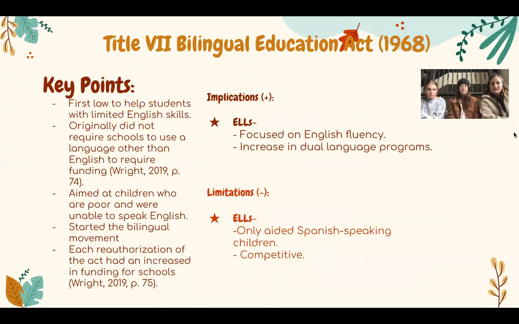Okay, so this one is the Title VII Bilingual Education Act, which happened in 1968. And it was pretty much a law to help students with limited English skills. It didn't originally require schools to use a language other than English to receive funding. So this was kind of the start of where other languages were required. The targeted people it was aimed at were children who were poor and unable to speak English, and it sparked the bilingual movement. Each reauthorization of this act had increased funding for schools, so it was kind of a continuous act that helped fund schools.